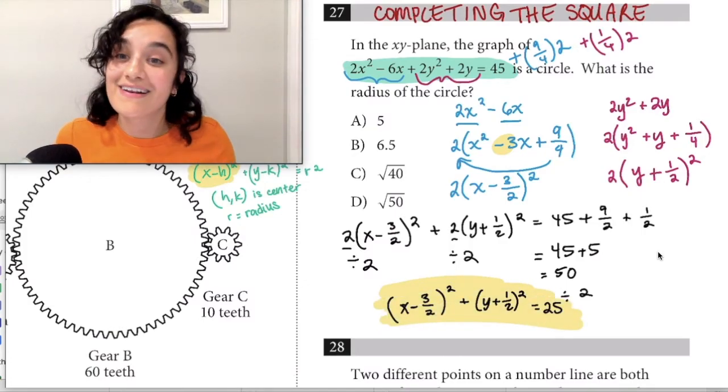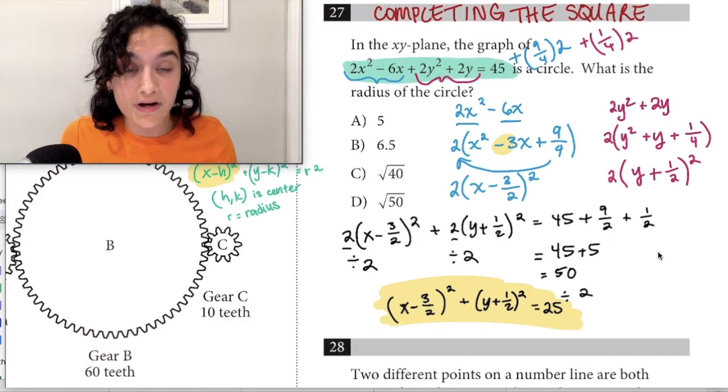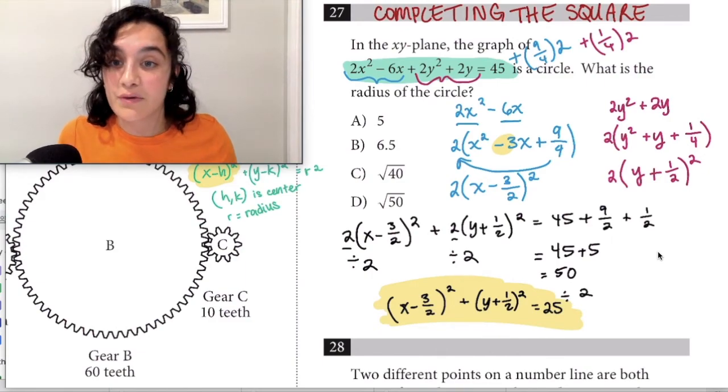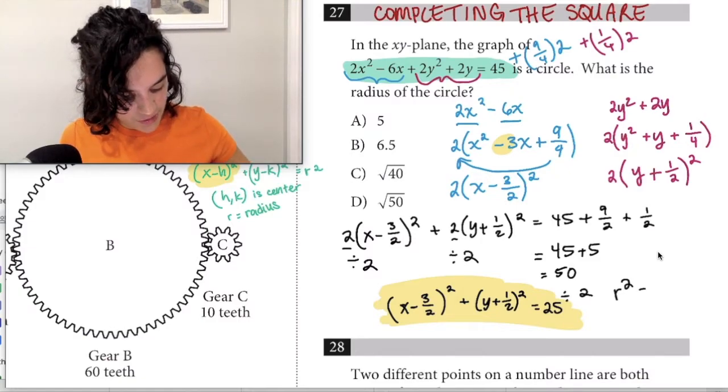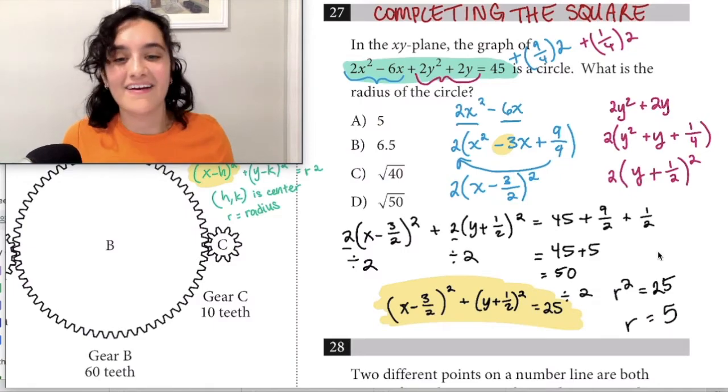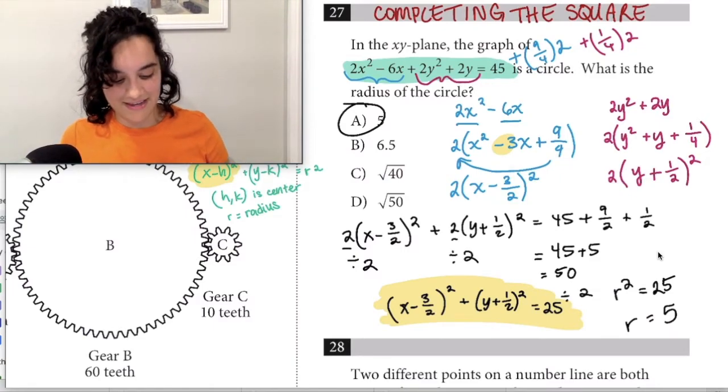So we're finally in that standard form that we were looking for, and we are ready to say with confidence that r squared must be 25, and therefore r must be 5. There's our answer.